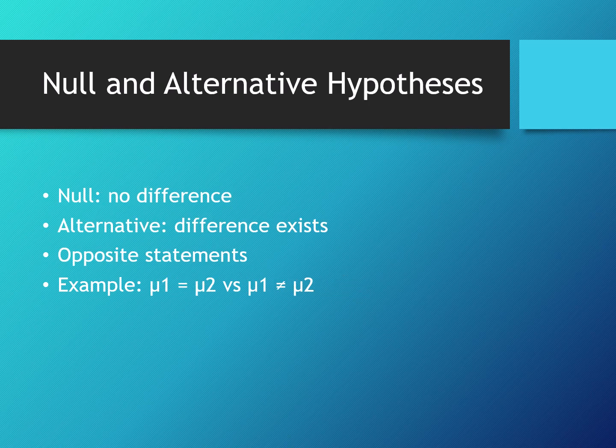Null and alternative hypothesis. As in all hypothesis tests, we start with two hypotheses. The null hypothesis says there is no difference. The alternative hypothesis says there is a difference. They are always opposite to each other. For example, μ1 equals μ2, or μ1 is not equal to μ2.